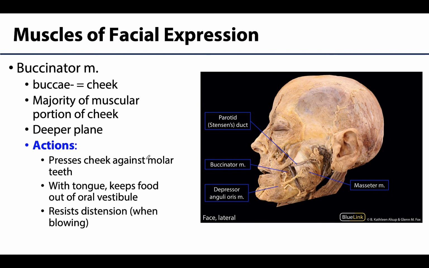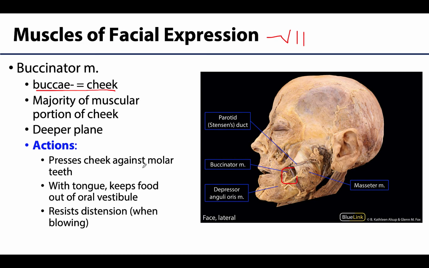The buccinator is going to be our cheek muscle. So it's the majority of the muscular portion of the cheek. And what is cool about the buccinator is that it is on a deeper plane than the rest of the muscles of facial expression. So you can see these are all a bit more superficial, and then you have to look a little bit deeper in order to see the buccinator. But it's still a muscle of facial expression. It is still innervated by the cranial nerve 7.